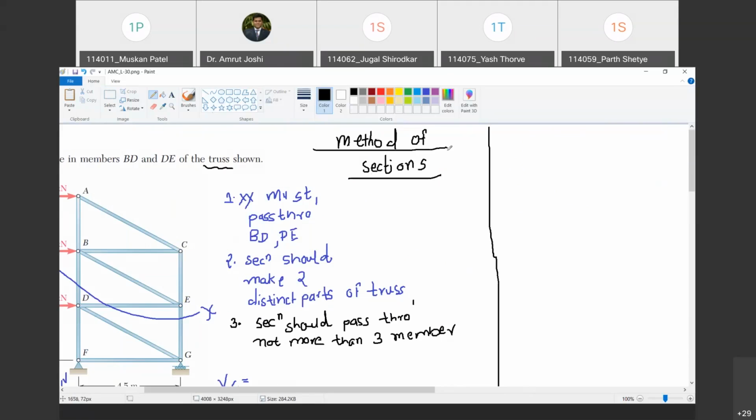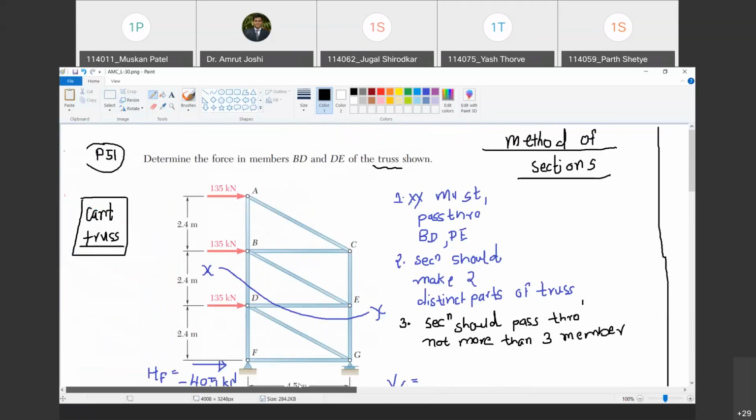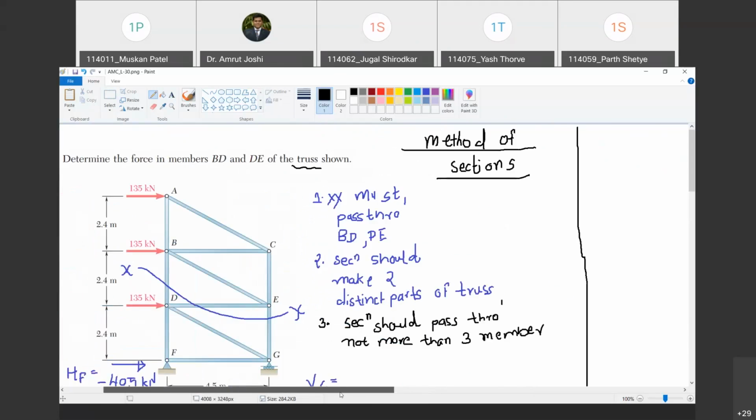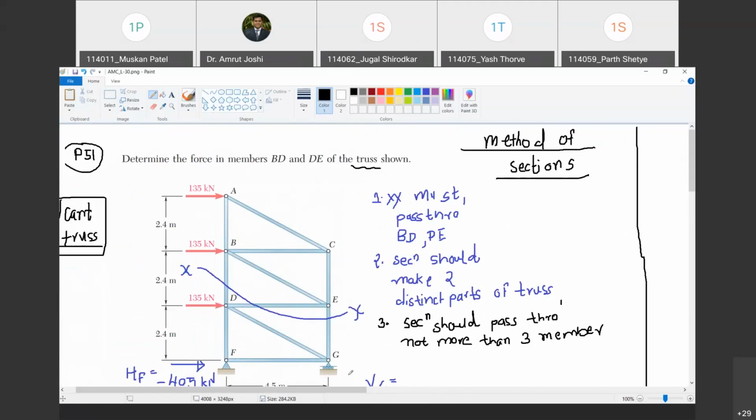And how do you take a section? Section must pass through the members where you have to calculate the force. Then section should make two distinct parts of the truss, and section should pass through not more than 3 members. Are you with me? Yes, sir. I have not yet spelled out why this condition is necessary, why the third condition is necessary. We will do so, but I am now just giving you the introduction of two methods of analyzing the truss. The first one we have already done, that is called as method of sections. Are you with me? Yes, sir.